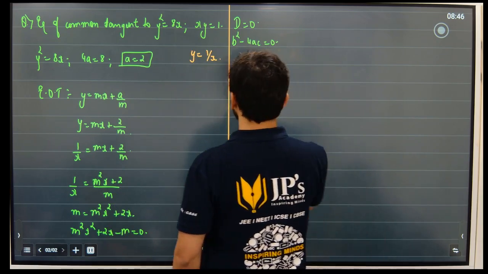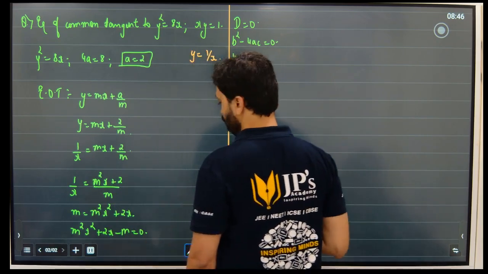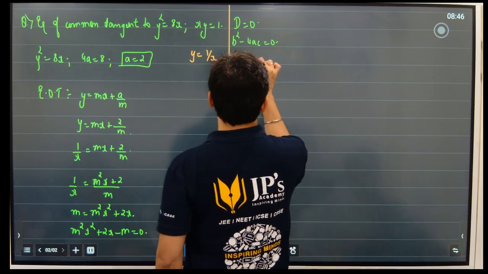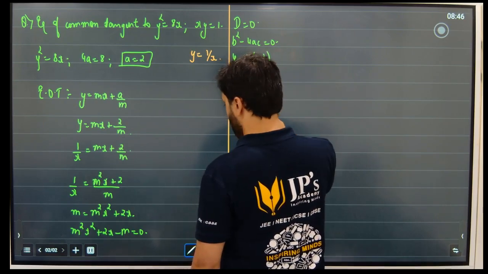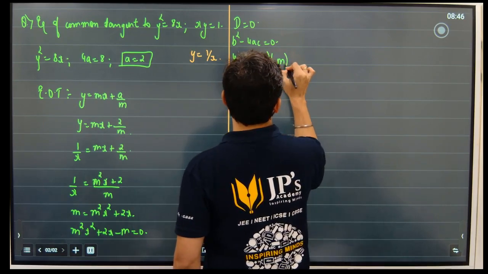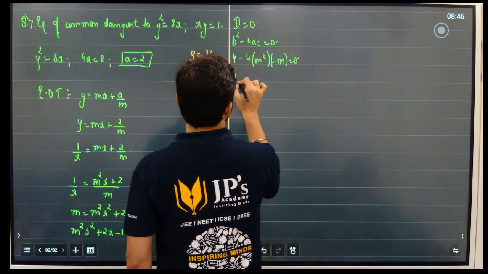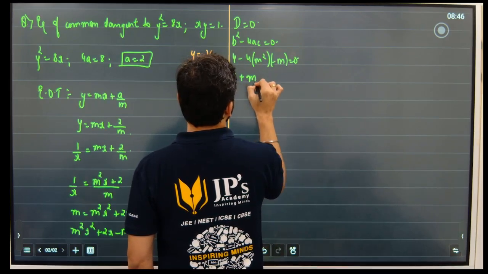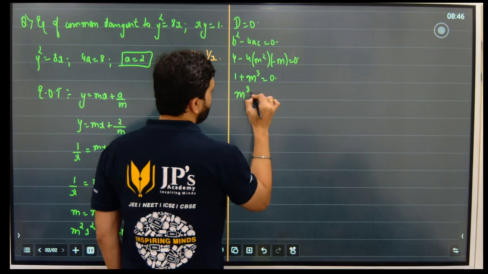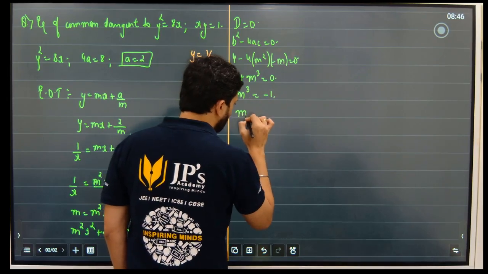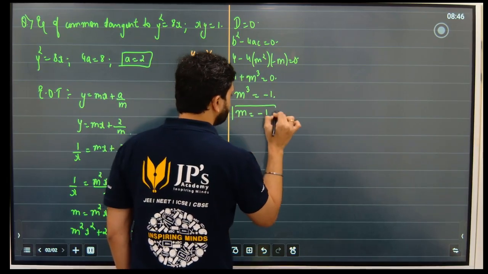From the geometrical figure my b is 2. So b square minus 4 into my a is m square and my c is minus m is equal to 0. Therefore 1 plus m cube is equal to 0. Therefore m cube is equal to minus 1. Therefore m is equal to minus 1.